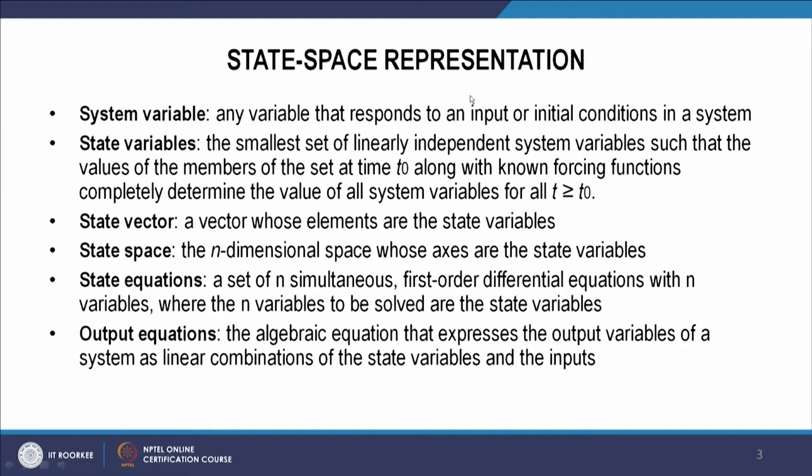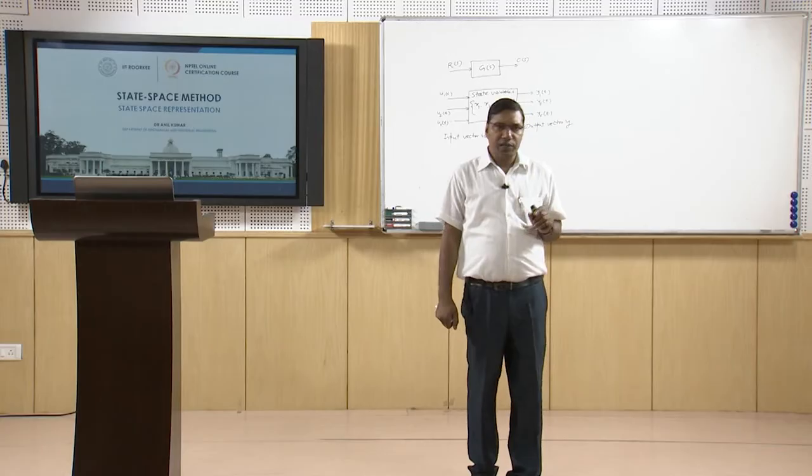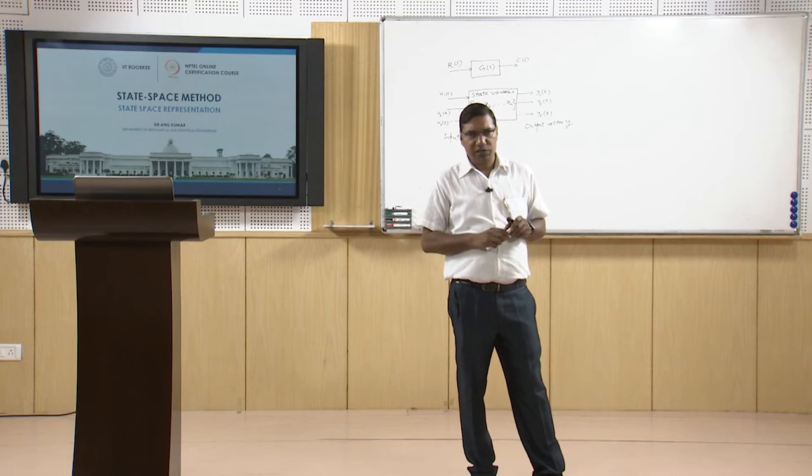For example, if we have a spring mass system and we apply some input force F, the mass moves, so its position is varying. It is responding to the input, that is the force, so the position can be one of the system variables. The state variable is the smallest set of linearly independent system variables. So state variables are those system variables, the smallest set of linearly independent system variables.